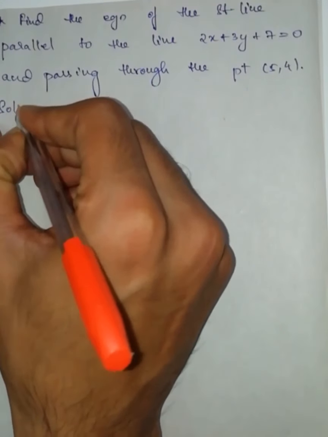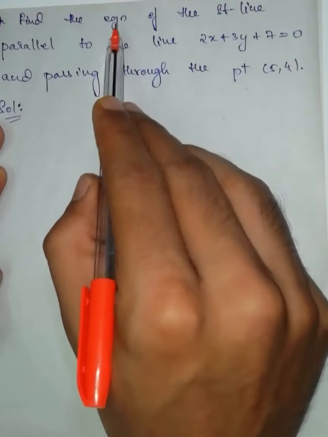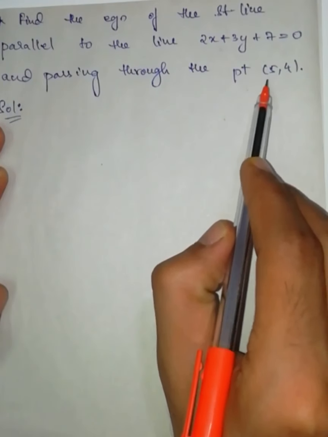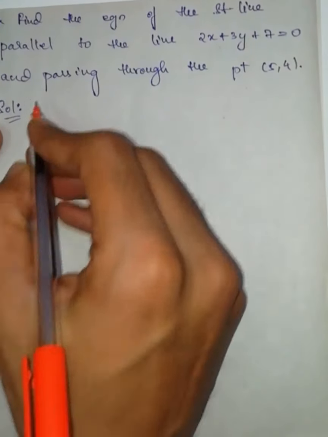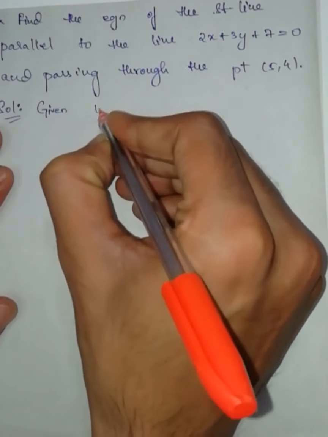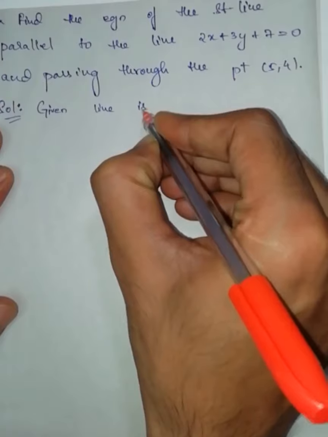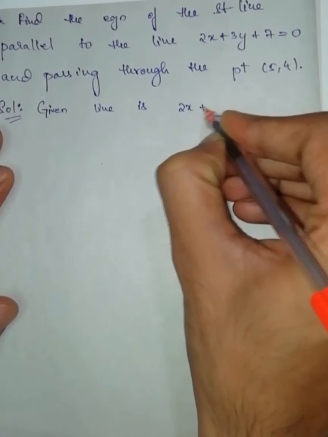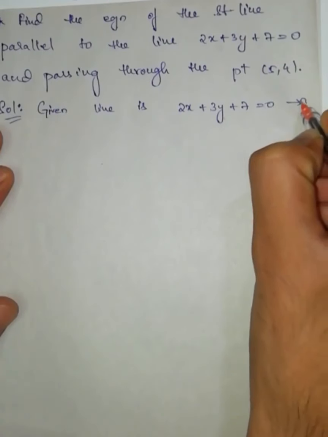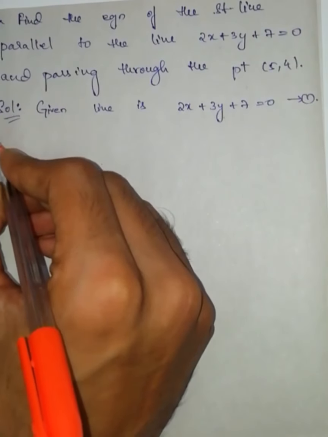Solution: The question is, we have to find the equation of a straight line which is parallel to this line and passes through this point. The given line is 2x + 3y + 7 = 0, equation number 1.